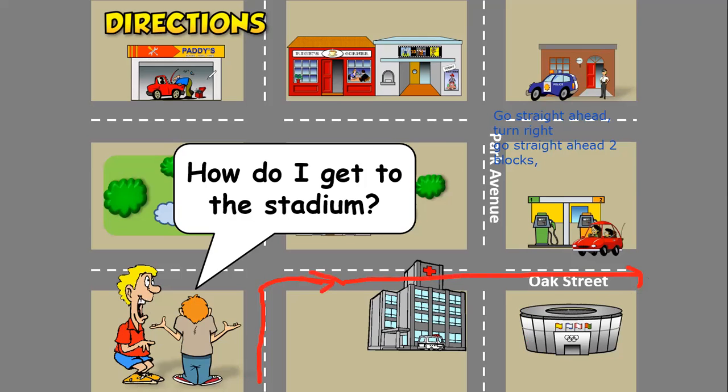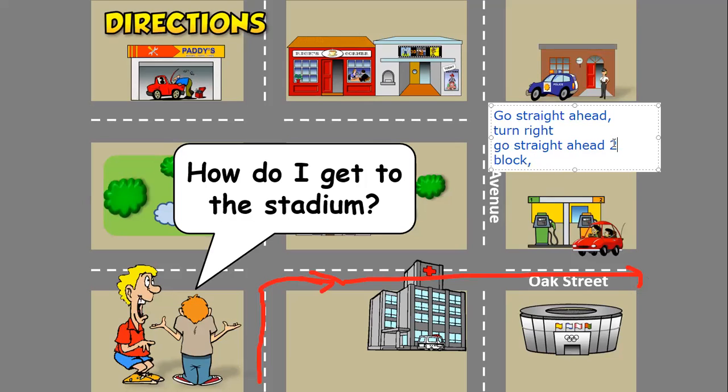Vamos a ver. Y, yeah, one block. Ajá, eso sería one block. One block. Y después de one block sería the turn. Stadium. Ajá. Is on Oak Street. It's on Oak Street. Okay, thank you, mister. Okay, let's try it.